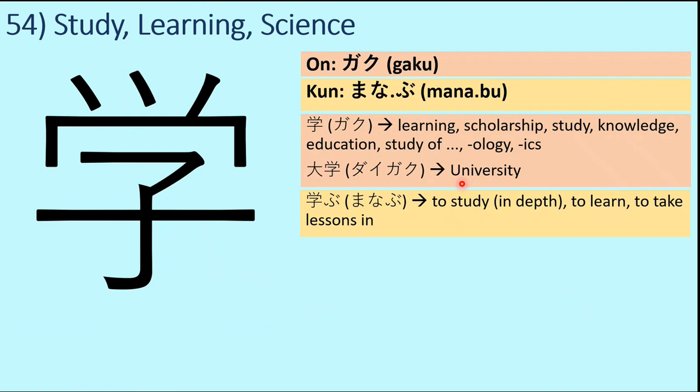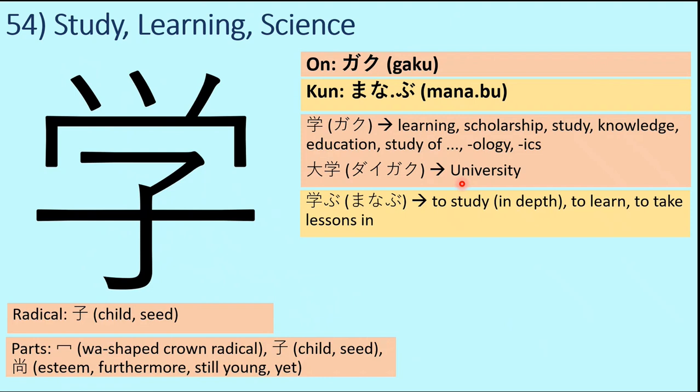So this character, be it Gaku or Manabu, represents learning or study of something. It is derived from the child radical, as we said, and there are three parts to it. This is the V-shaped crown radical. This is the child radical. And there is a third part, which is derived from this esteem radical, or furthermore still young, or yet. The meaning of this radical is any of these.